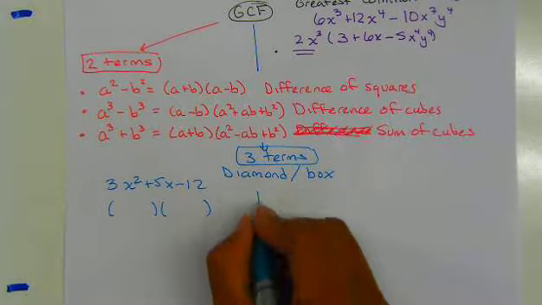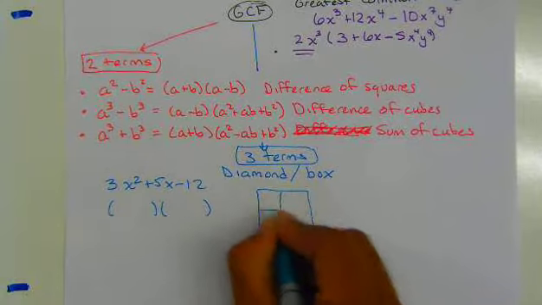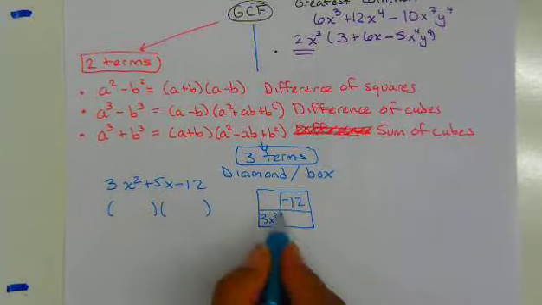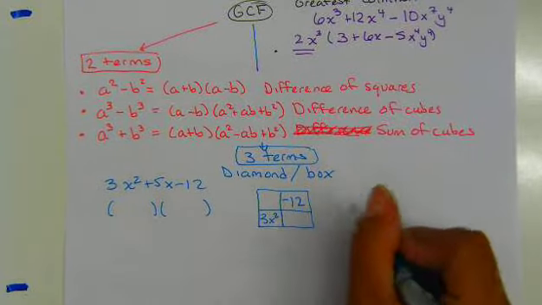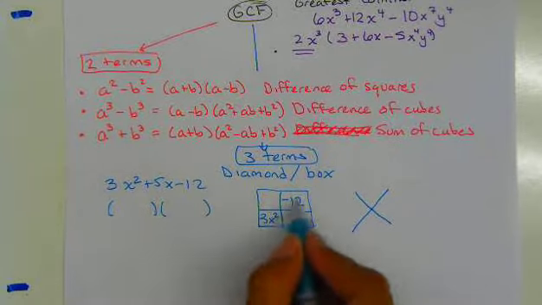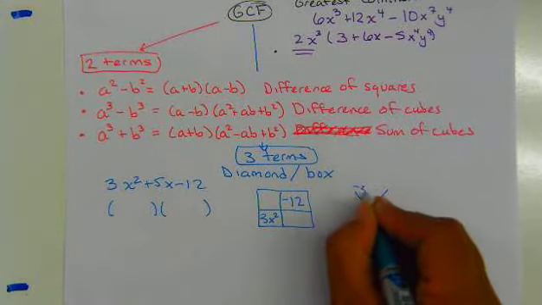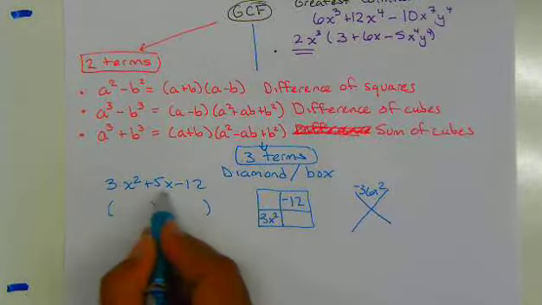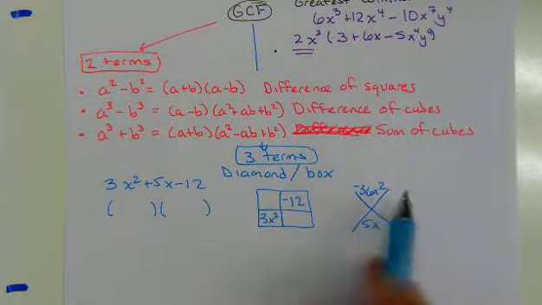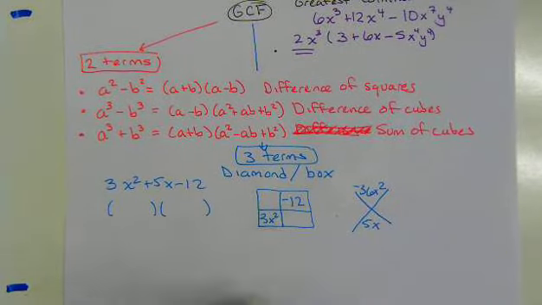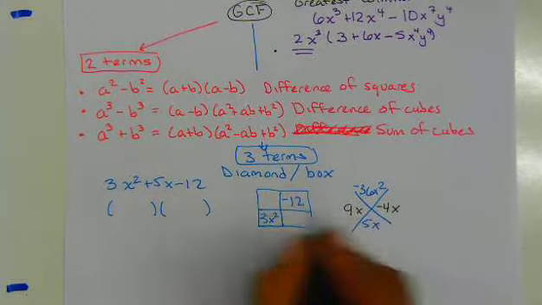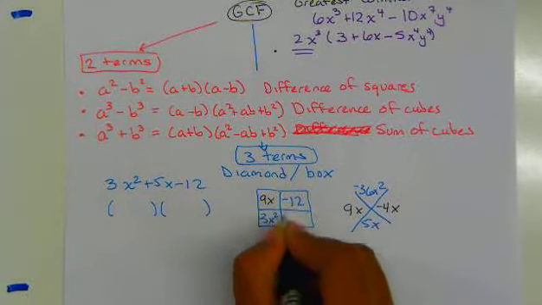So the first thing that you did was you drew the box. The 3x squared went there, the minus 12 went there, and then the goal was to find out what went here and here. So that's where you use the diamond. So in the diamond, I believe you multiply these two together. So you got negative 36x squared. And then this middle term went down here. So you had to ask yourself, what 2 numbers multiply to negative 36 and add to 5? So that would be 9x and negative 4x. So those 2 numbers went here.